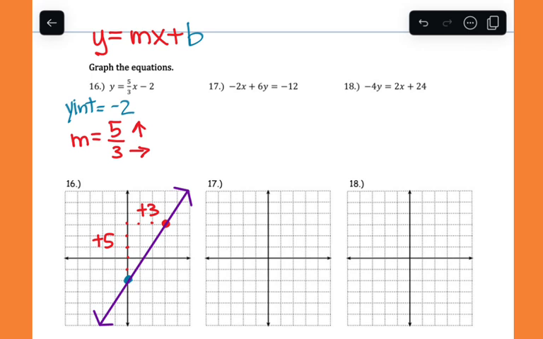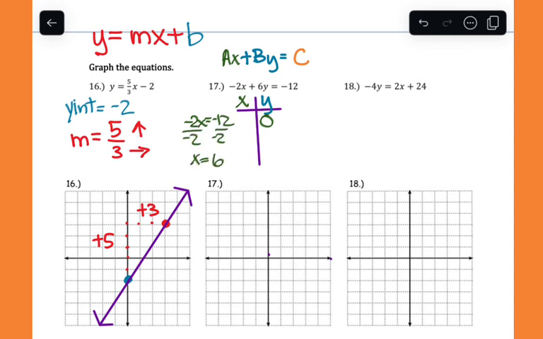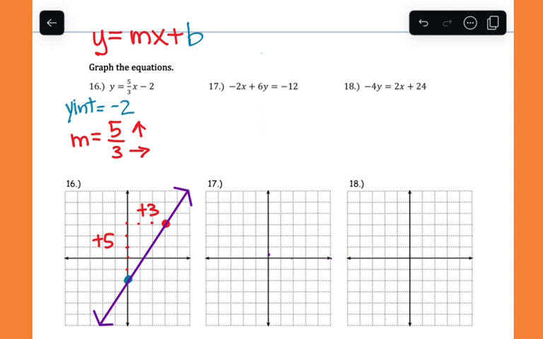17 is in standard form, so I think, maybe I'll just make my x and y intercepts and graph this way. But when I do this, when I check on the graph, I see that there's no 6 when I go across. It doesn't fit on the graph. And I don't want to estimate. I want to be exactly graphing. So I've got to go a different way and solve for y. If I solve for y, it will be in y equals mx plus b.